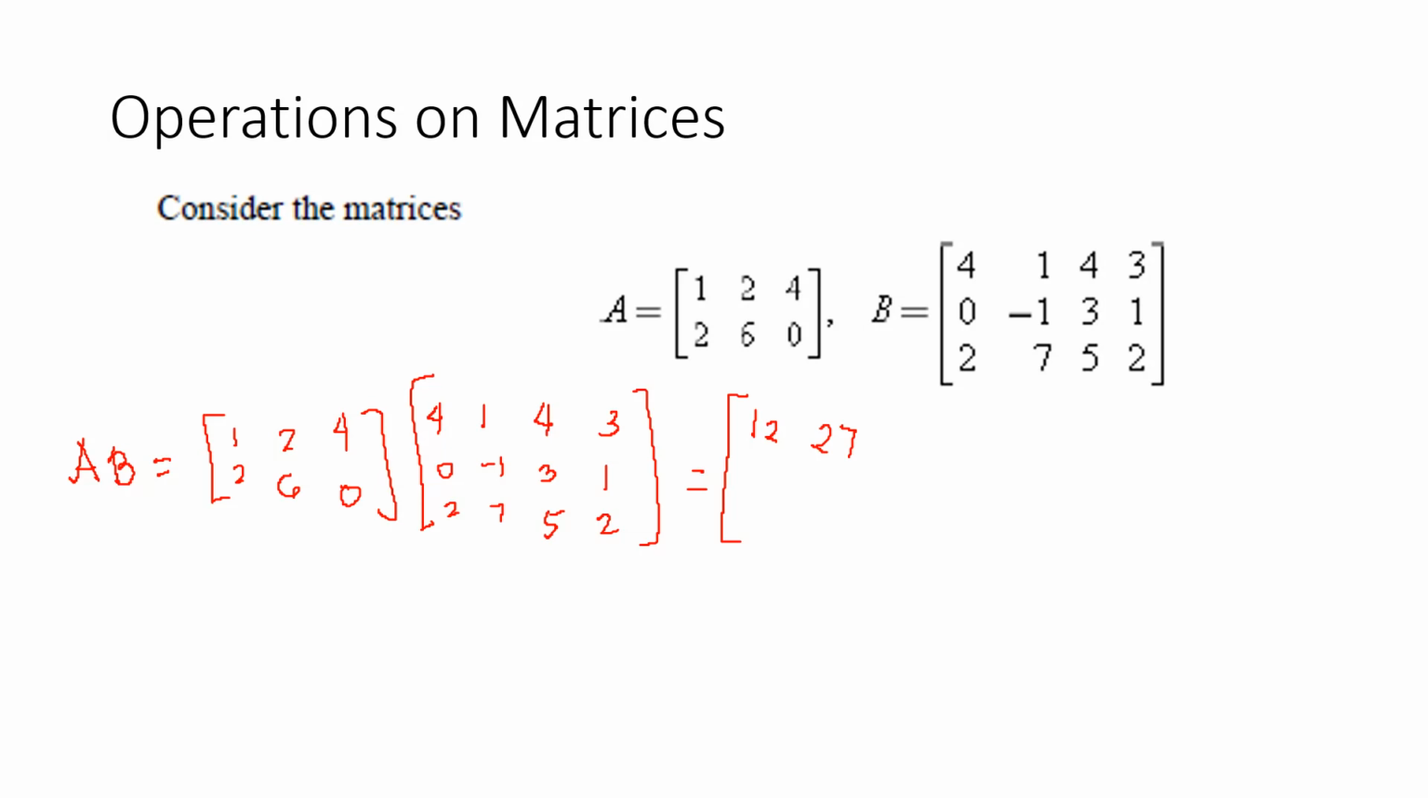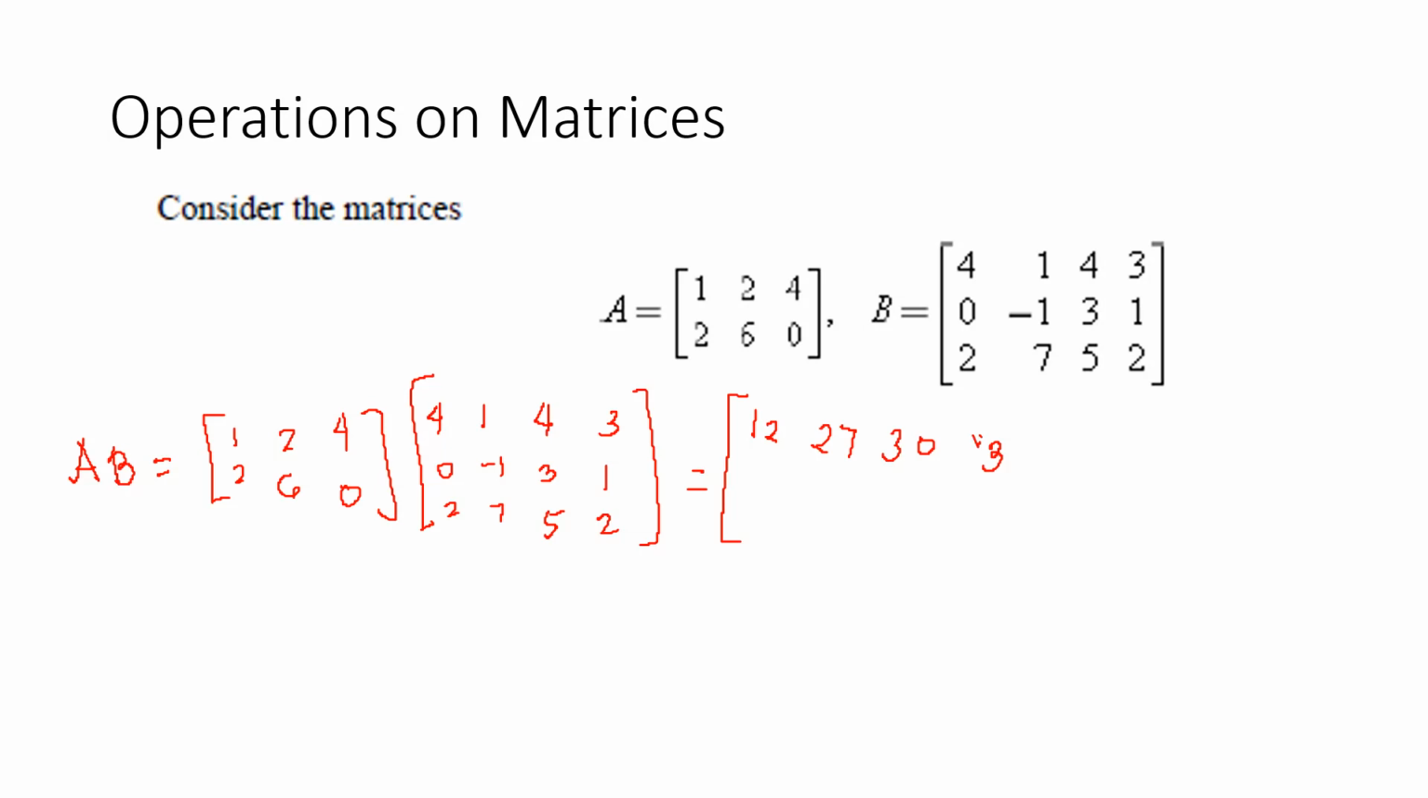Then if we are going to have the 1, 3, then you have 1 times 4 plus 2 times 3 plus 4 times 5, and that would be equal to 30. Then for the 1, 4, you have 1 times 3 plus 2 times 1 plus 4 times 2, which is equal to 13.